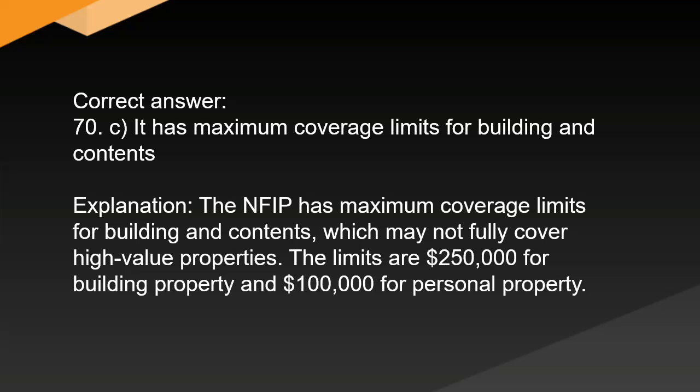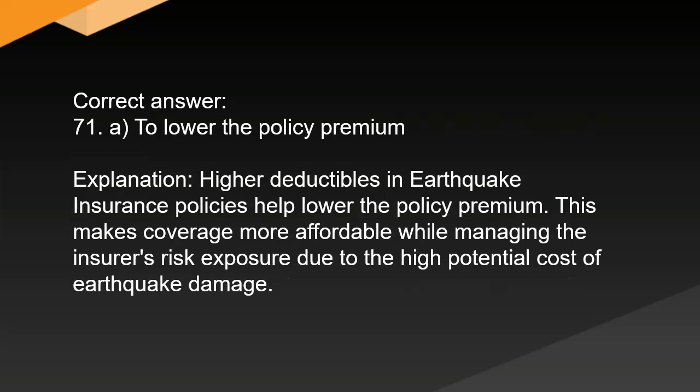Correct answer. C. It has maximum coverage limits for building and contents. Explanation. The NFIP has maximum coverage limits for building and contents, which may not fully cover high-value properties. The limits are $250,000 for building property and $100,000 for personal property.